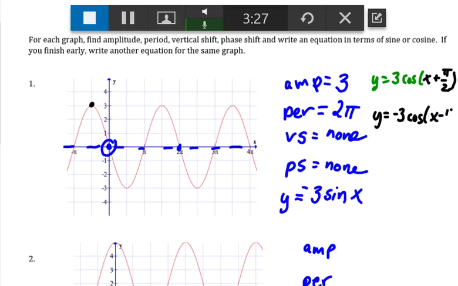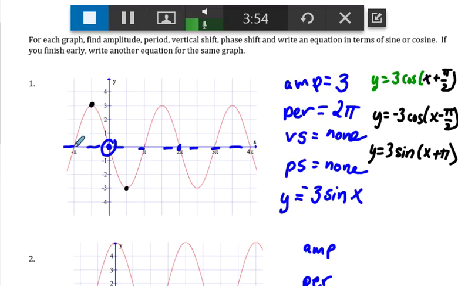Good. Okay. So Christian started his graph right here. And because he shifted right, it's minus pi over 2, but because it starts at a low point, it's negative 3 cosine. So these are all good answers. Does anybody have another answer, Michael? I have y equals 3 sine parentheses x plus pi. X plus pi. Yes.